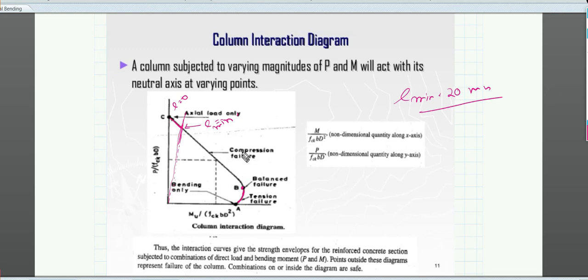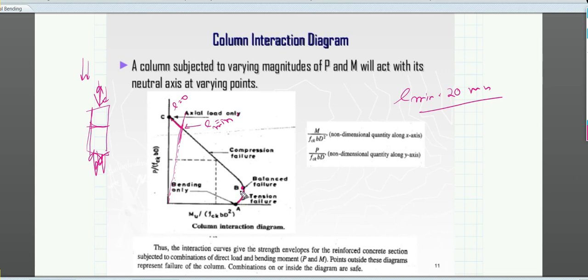Tension failure means what? Compression failure means it will be crushing, but tension failure means it will be splitting. The column will be split up. Suppose the load is somewhere here, it will be split up here. But in compression failure, the loads act downward, trying to crush the column. In tension, it will act in the opposite direction and try to split the column. So tension failure occurs only after the B point.